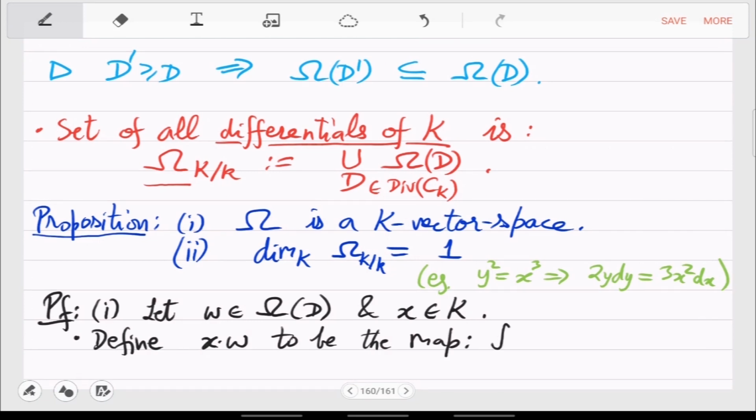so what do you want to do? You want to map Adels to the base field, and you are given omega, which is an element of Adel. I mean, it's a map from Adels to constants. What should you do with x to define x times omega? Well, the natural thing: when you apply omega on an Adel, you first multiply the Adel with x and then apply omega.